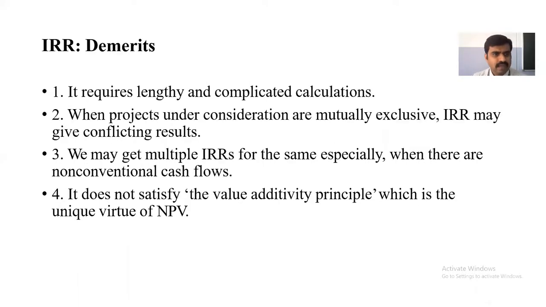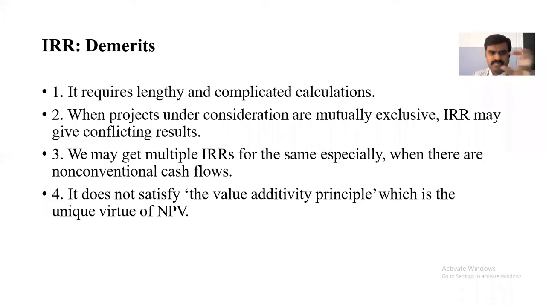Understood? Now the demerits. It requires lengthy and complicated calculations. Yes, we have to go through a lot of tables. We have to compare the present value annuity factor, the simple present value factor, then multiply, then calculate, then put in the interpolation formula, and then calculate. But if you are doing a trial and error method, it will take an even longer time. So this is a very simple way of doing it without complications. If I want to do the trial and error method, it becomes more complicated and time consuming.